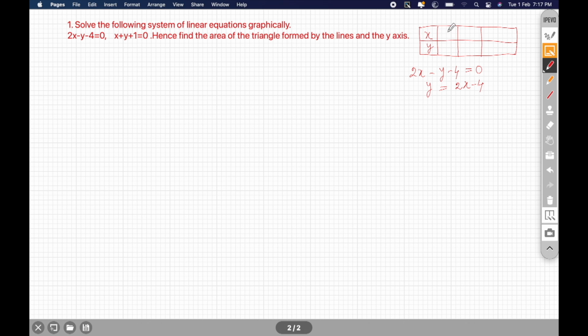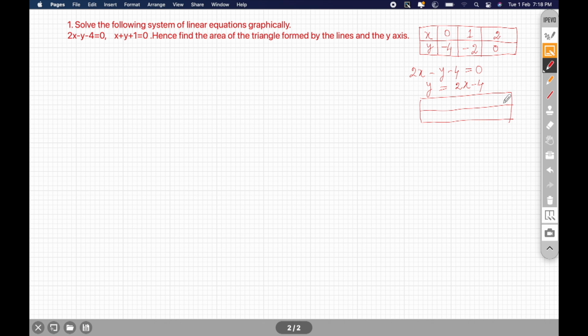Now if we take x equals to 0, we will obtain y equals to minus 4. If we take x equals to 1, we will get 2 minus 4, that is equal to minus 2. And if we take x equals to 2, then y will turn out to be 0. So the first table is complete. Now for the next equation, we again need to prepare the second table.